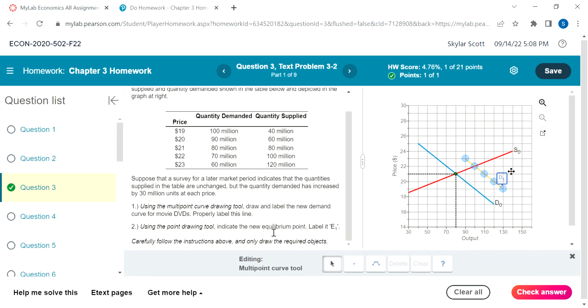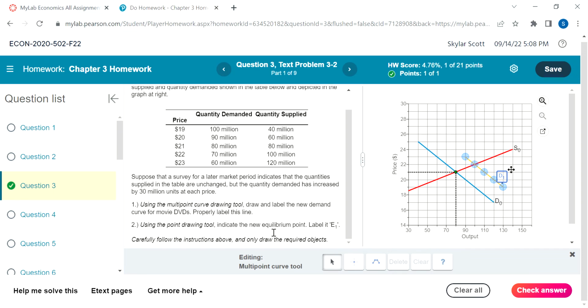Number 2, using the point drawing tool, indicate the new equilibrium point, label it E subscript 1. So here's our original equilibrium point. We know equilibrium is going to be where price and quantity for demand and supply are equal to each other. Or, graphically speaking, it's the point where they cross. So it's going to be this point right here.